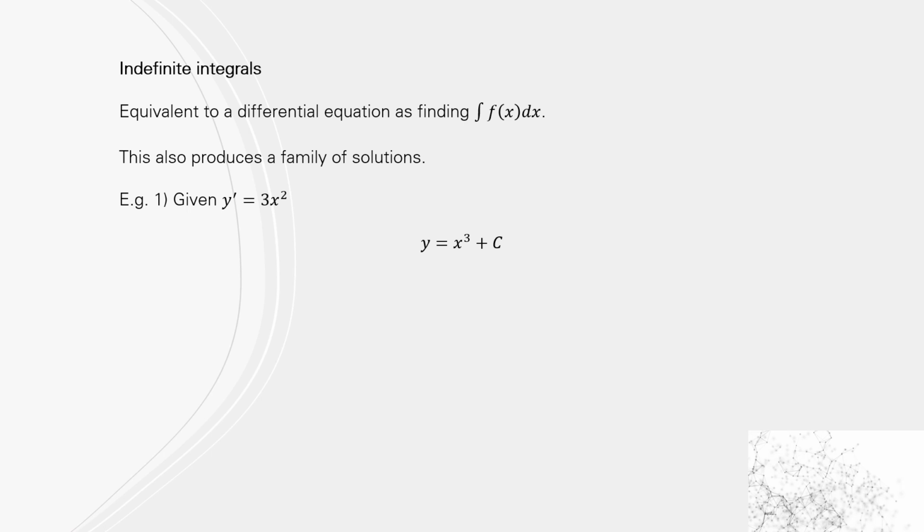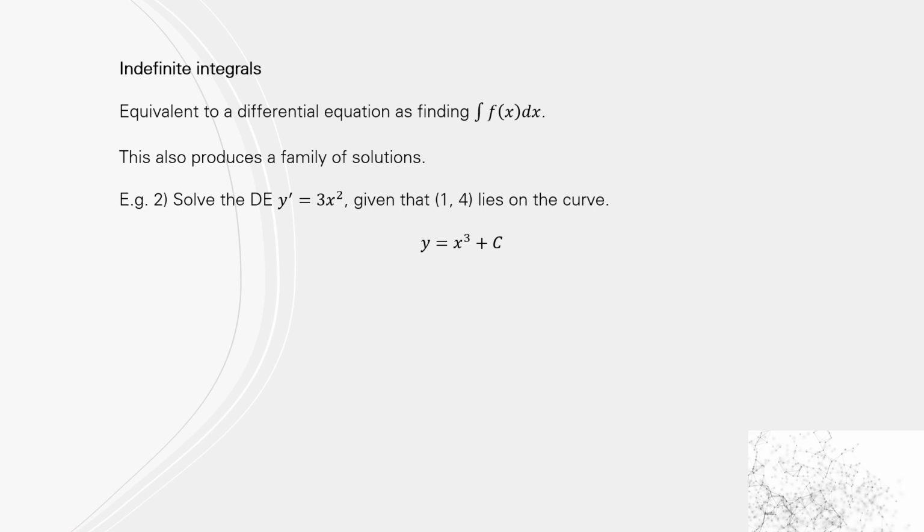Indefinite integrals. So we know how to integrate. This also produces a family of solutions because we end up with a constant. So given y dash equals 3x squared, the integral of that is x cubed plus some constant. And that's a family of x cubes, which could be graphed using various values of c.